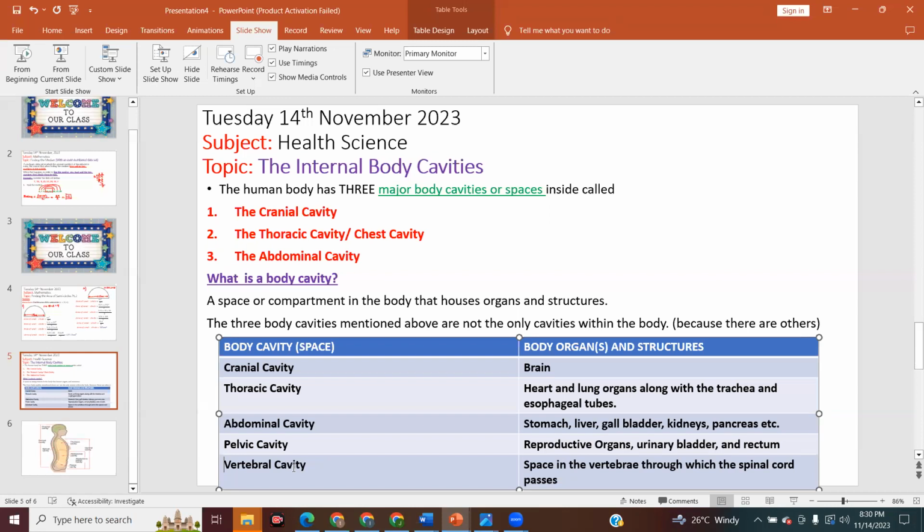Good. Now, once you finish with this slide, take a picture of it and send it to me via WhatsApp. We are going to go to general science.